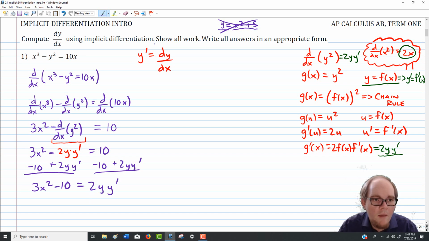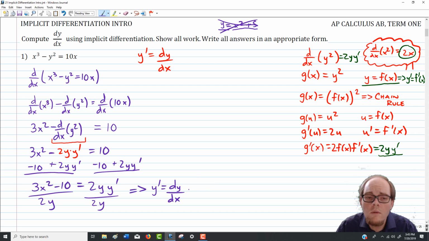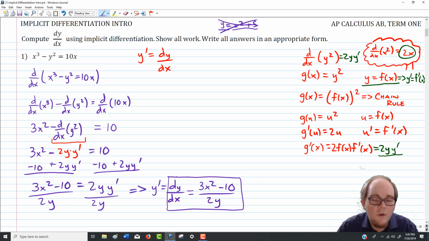If we want to get y prime, otherwise known as dy dx, by itself, we just need to divide. Doing so leads us to y prime, which we call more formally dy dx, so it's really explicit what variable we are differentiating with respect to. dy dx is equal to 3x squared minus 10 over 2y. And there is the answer we were looking for. That represents the slope at any point x comma y on this particular curve.